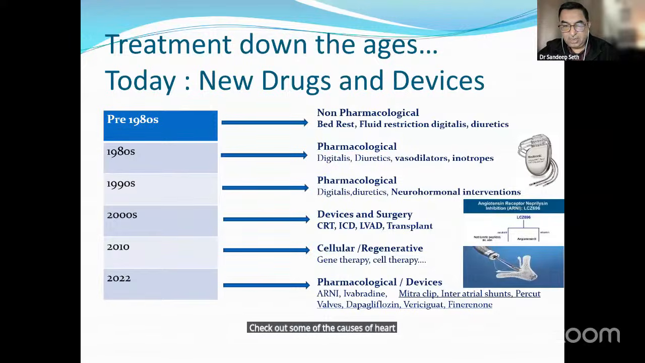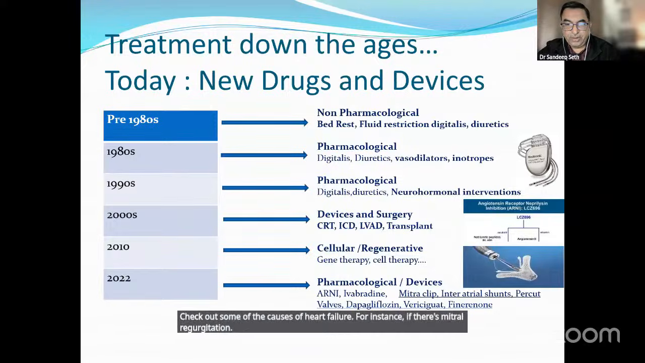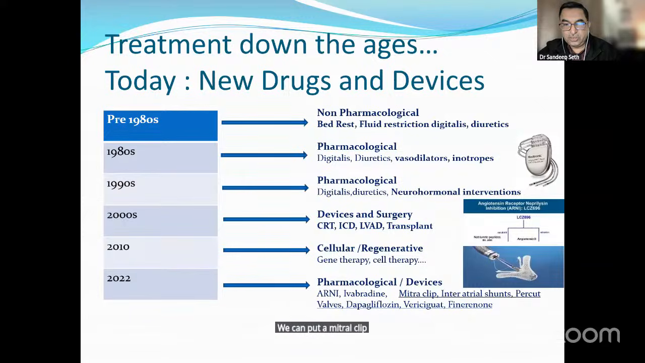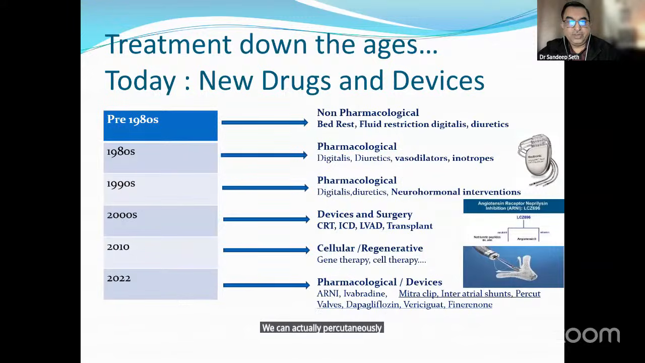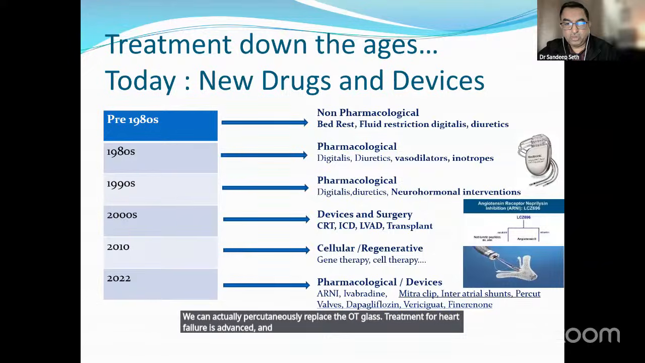We're looking at non-surgical ways to tackle some of the causes of heart failure. For instance, if there's mitral regurgitation, we can put a mitral clip. If there's severe aortic stenosis, not suitable for surgery, we can actually percutaneously replace the aortic valve. So treatment for heart failure is advanced, and you'd be right in saying that most patients of heart failure can be given some form of therapy.